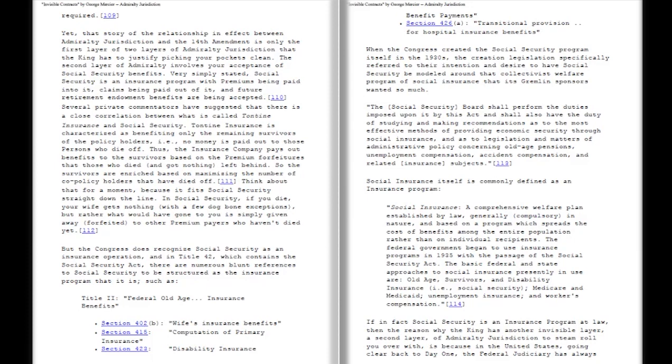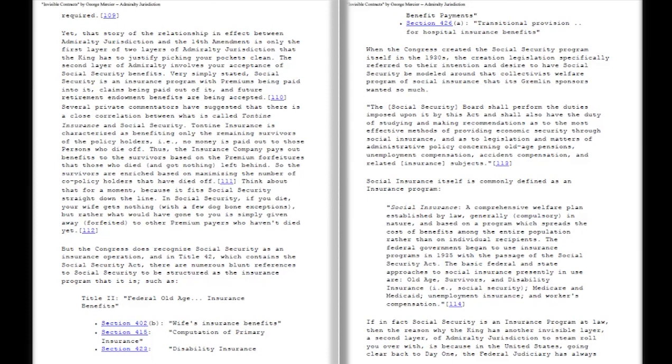111. Think about that for a moment, because it fits Social Security straight down the line. In Social Security, if you die, your wife gets nothing, with a few dog bone exceptions. But rather what would have gone to you is simply given away, forfeited, to other premium payers who haven't died yet.